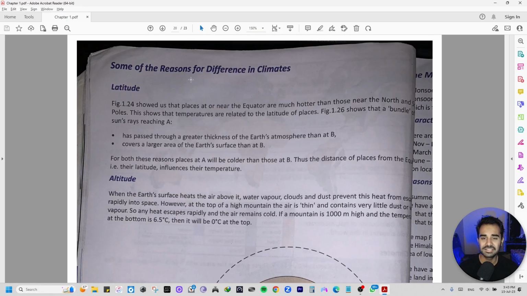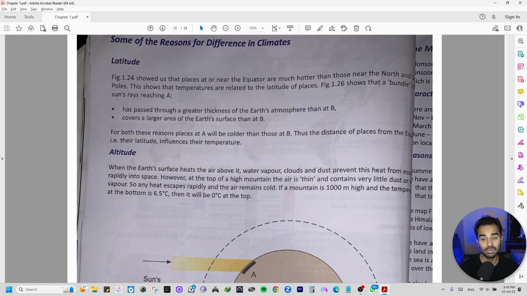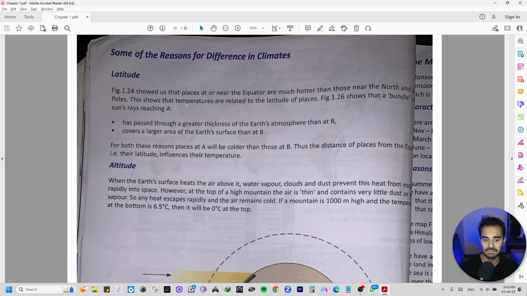Now, some of the reasons for difference in the climates. So guys, in this video, we're going to understand the longitude and latitude. I've already explained the longitude and latitude in my previous videos, but just for the record, I'm going to do it over here again as well.